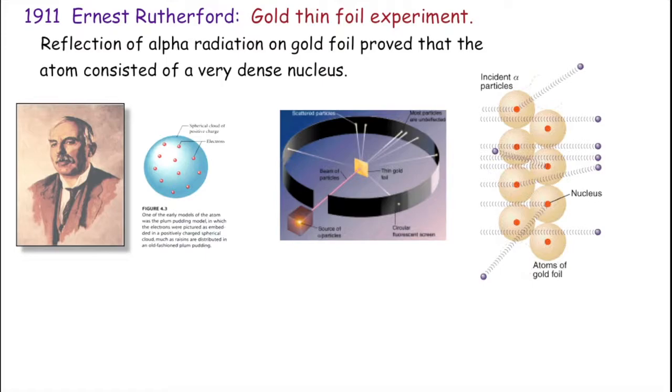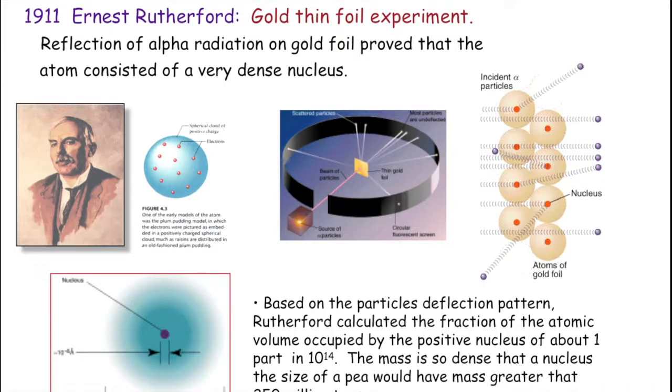The plum pudding model had to be revised because this experiment showed that it was not consistent with the result. And so, based on Rutherford's experiment, he said that an atom is mostly empty space with a very, very dense nucleus in the center. In fact, the mass of the atom is in the nucleus, and if you could take the nuclei of all the atoms and have them the size of a pea, it would be about 250 million tons.